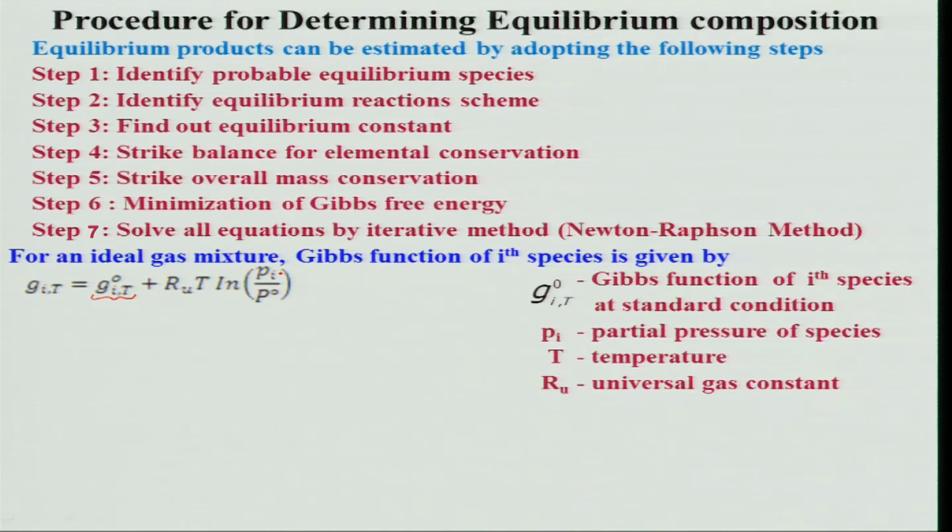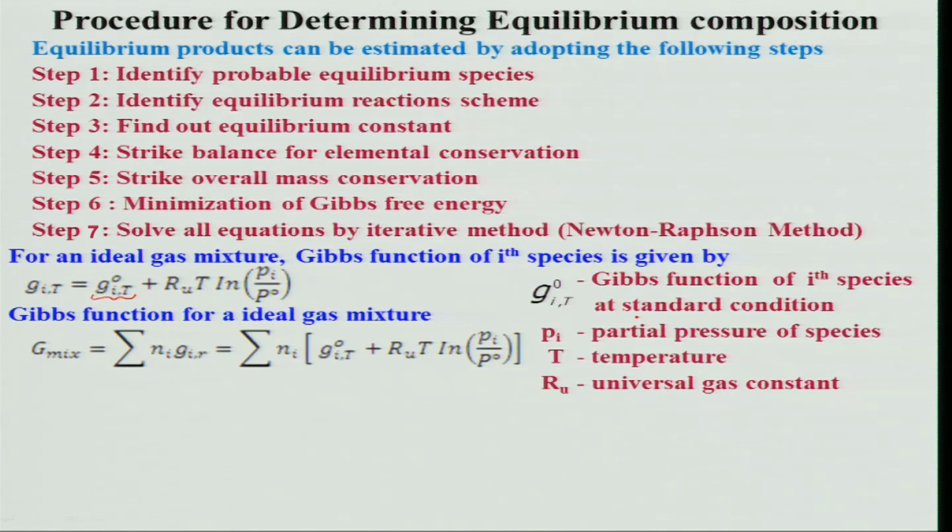This expression is meant for a particular species. It can be methane, propane, oxygen, OH, or any other. So it depends on temperature and also on partial pressure, and P_0 is the standard pressure, in this case the ambient pressure, which is being considered. The Gibbs function for an ideal gas mixture, we know that G_mixture will be the summation of N_i times g_i(T), R_u.